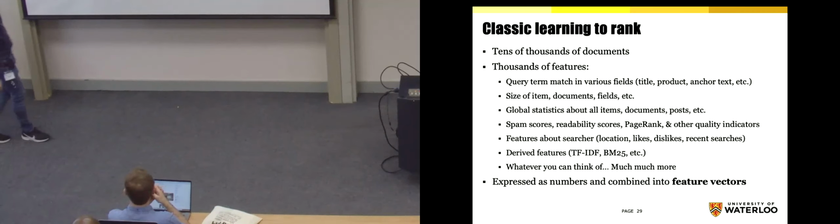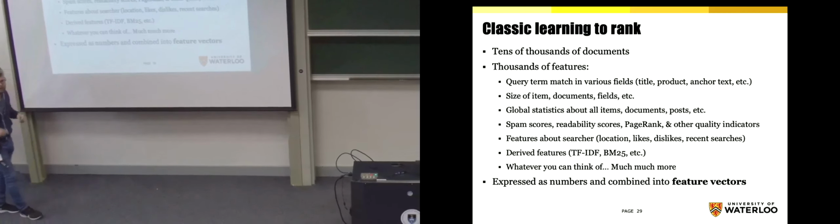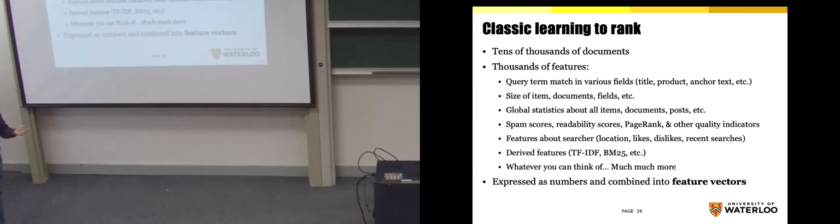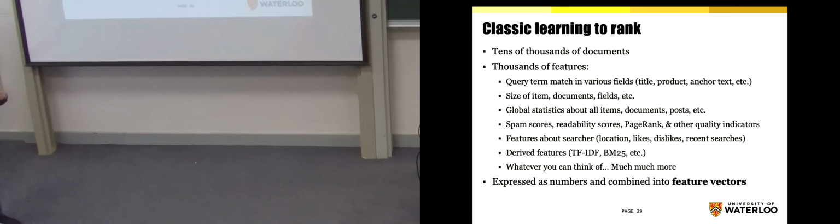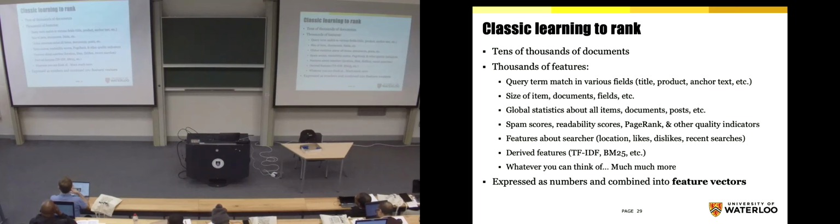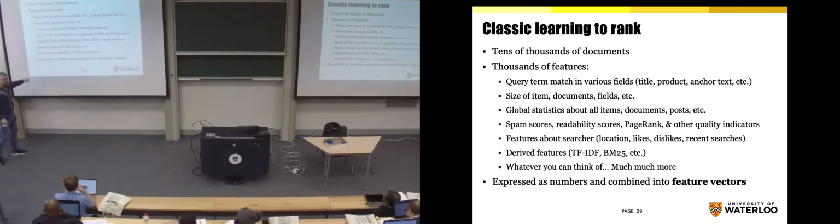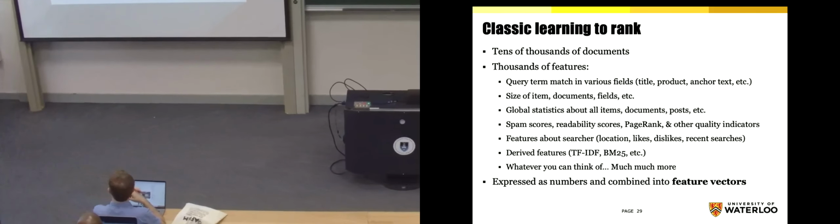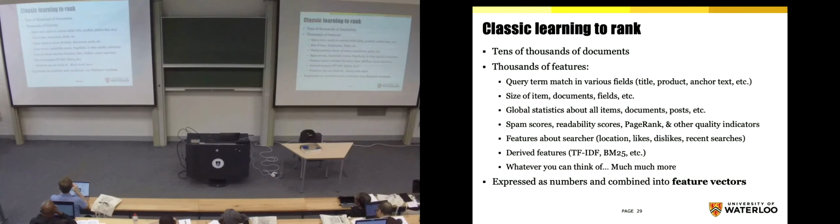And whatever you think of, there could be thousands of these features, related to the count of friends in the room or the number of times I've been here. Anything you can think of can be a feature in these learned rankers. And these then are turned into very long vectors of numbers that have been normalized in various ways. And this is the raw material then to do machine learning for rankers.